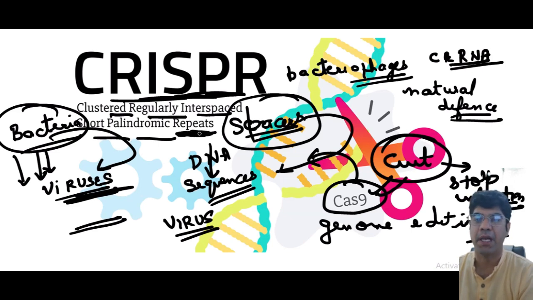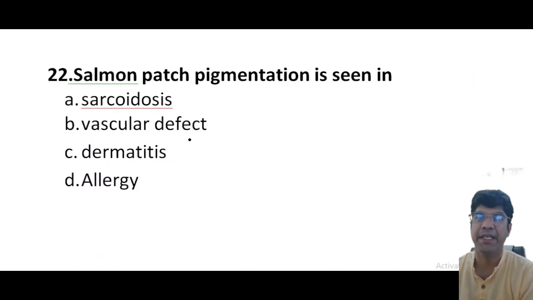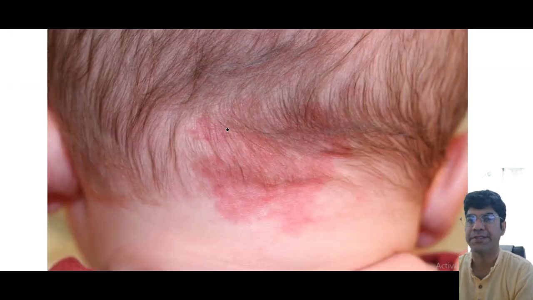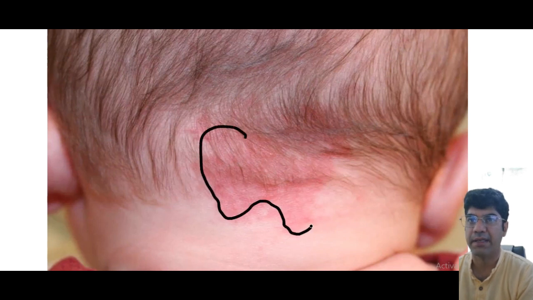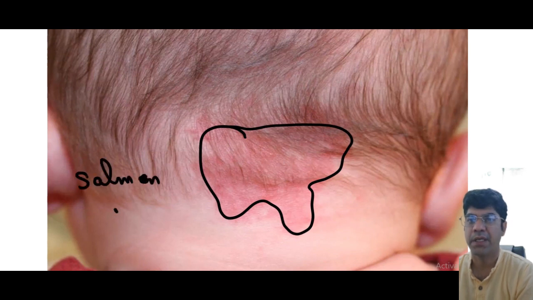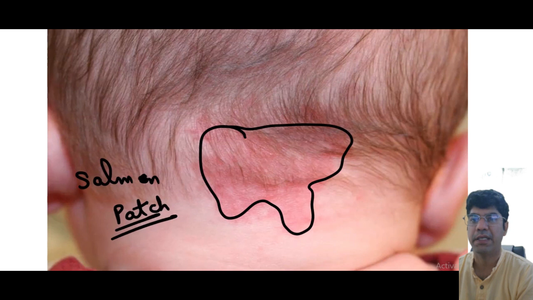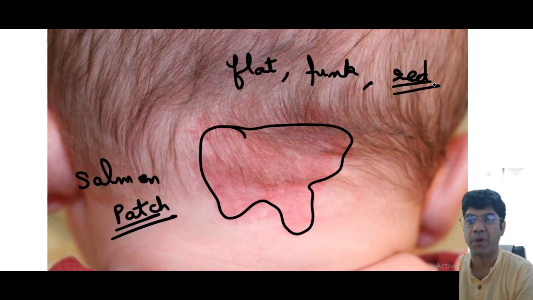Coming to the next question, the salmon patch is seen in vascular defects. First of all, you should know what a salmon patch is. Salmon patch is a common birthmark. This region you can see is the salmon patch. They appear as a flat, either pink or red patch on the back of the neck, forehead, eyelids, or between the eyebrows.